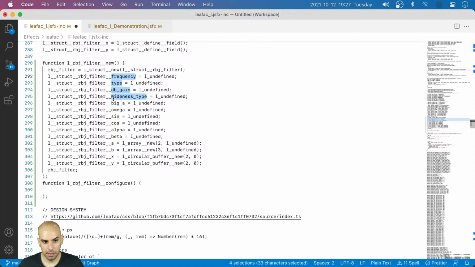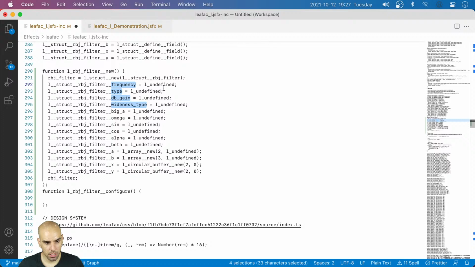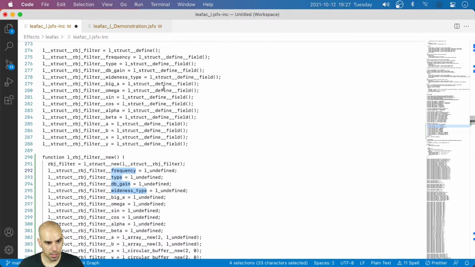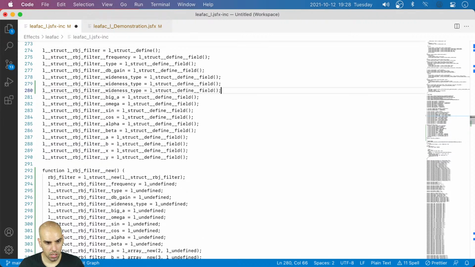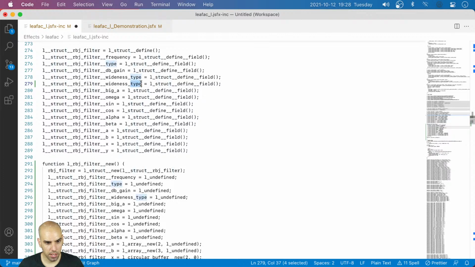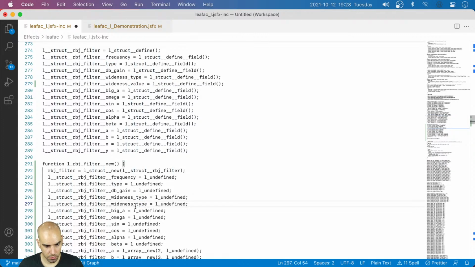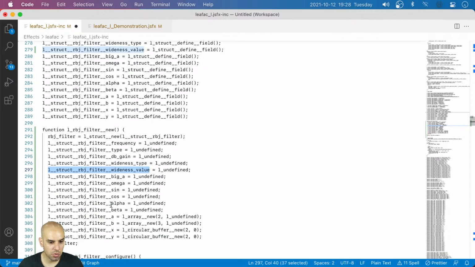If you have some wideness type. So where is my Q and bandwidth? What's that about? Oh, I think I forgot that. Let's have a field for that. So we'll have the type and the value. So this is going to be like Q, and this is going to be the Q, or this is going to be bandwidth, and this is going to be the actual bandwidth.